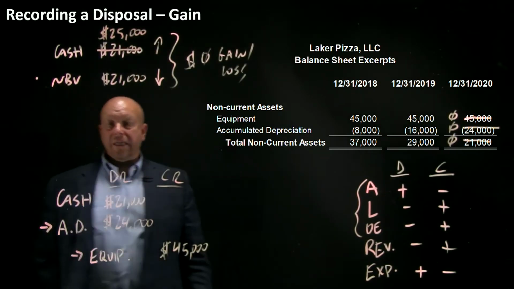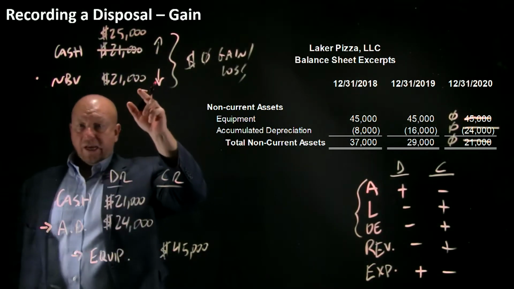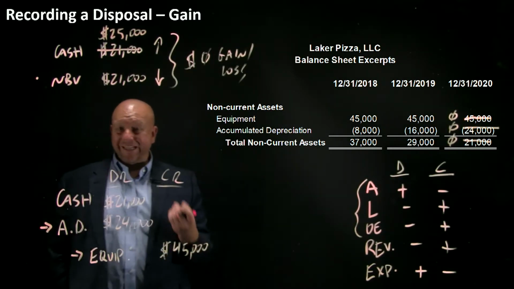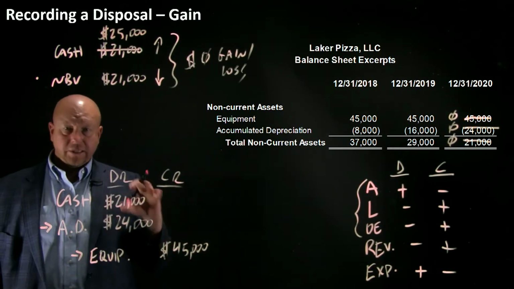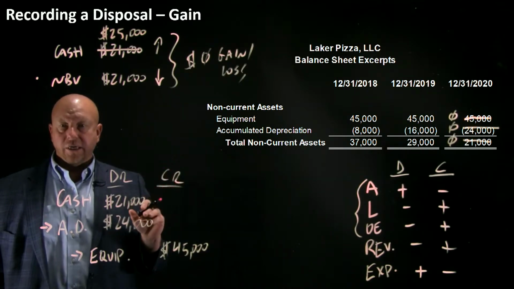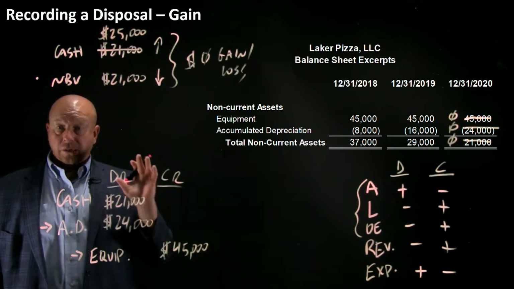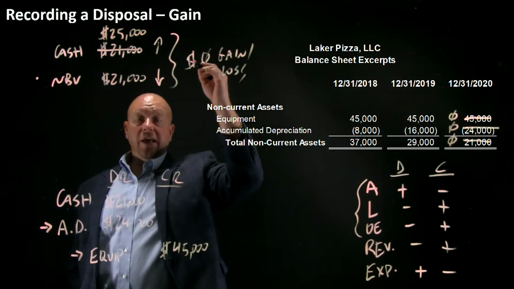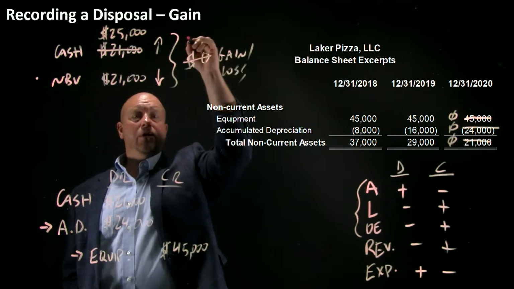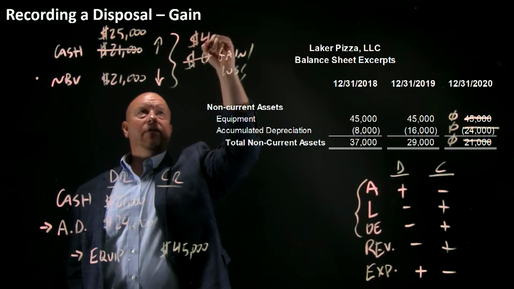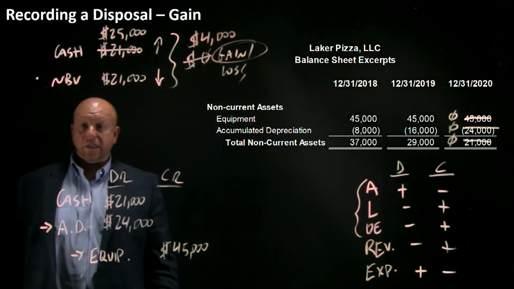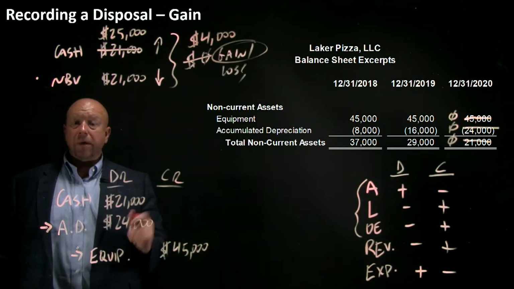Now we're trading a $21,000 asset for a greater amount, for $25,000. Our company is better off at this point, at least because of this one transaction, because our balance sheet is going to show an increase in assets of $4,000. We did have a $21,000 asset. We turned that into a $25,000 asset. Guess what that means? We're going to have a $4,000 gain to record because we're better off.